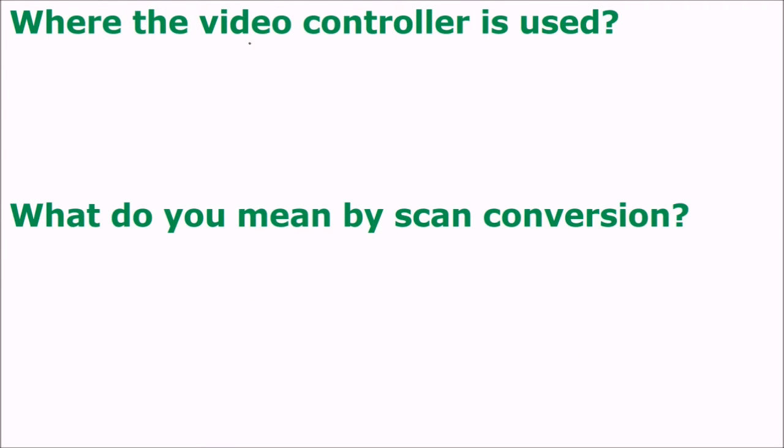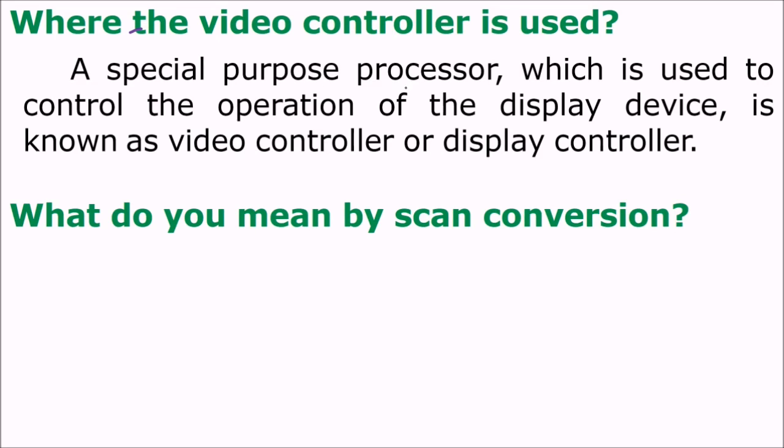What is the video controller, or where is the video controller used? The video controller is the controller which controls the video. It handles the transformation or interface between the incoming data and the outgoing data to the video. A special purpose processor which is used to control the operation of the display device is known as the video controller or display controller. Why is it a processor? Because it actually controls the operation, like the CPU controls the computer system. Like this, for video controlling, you need a video controller.